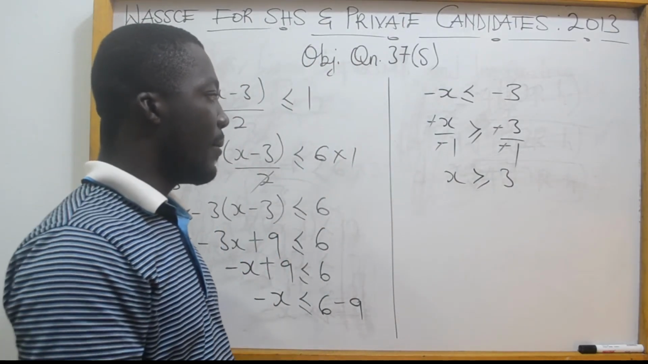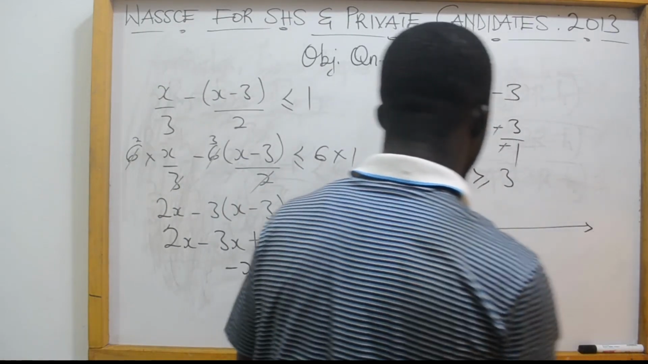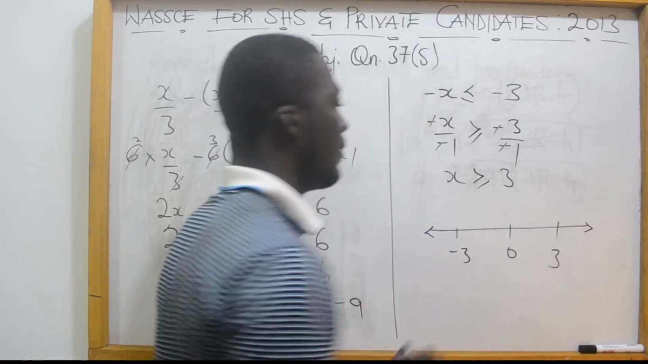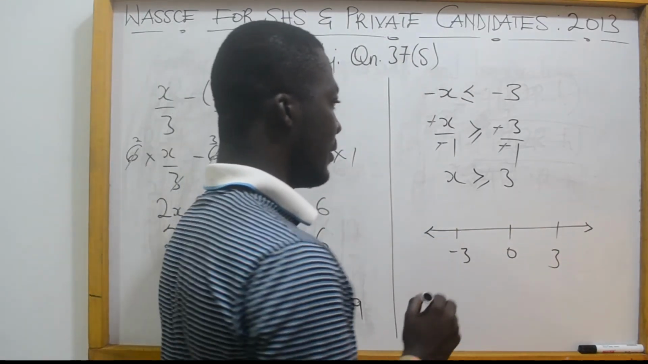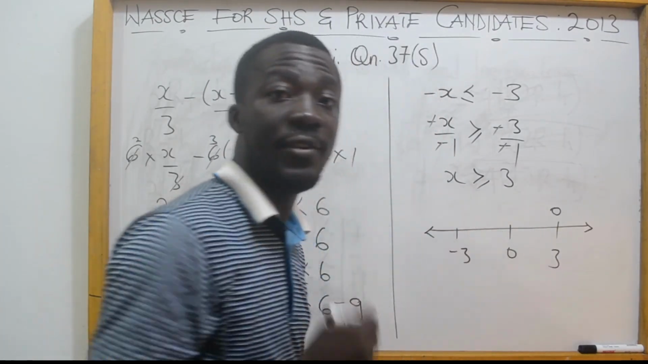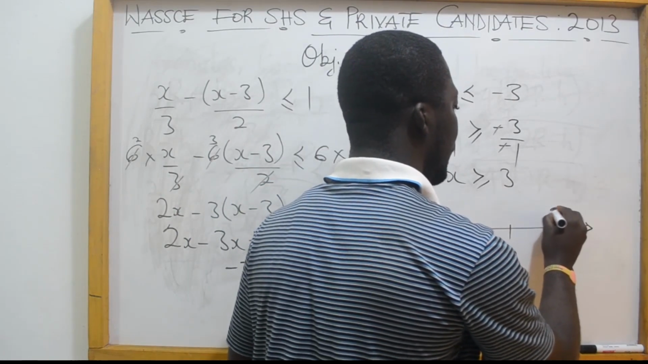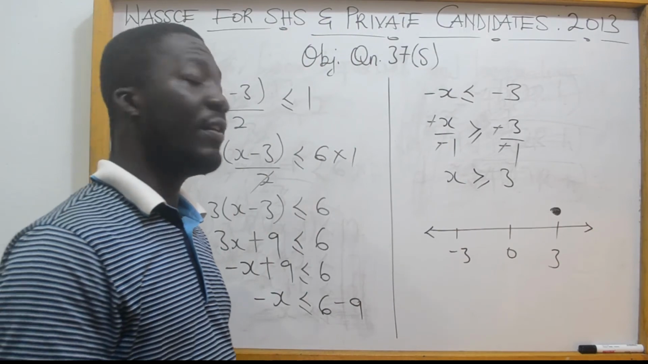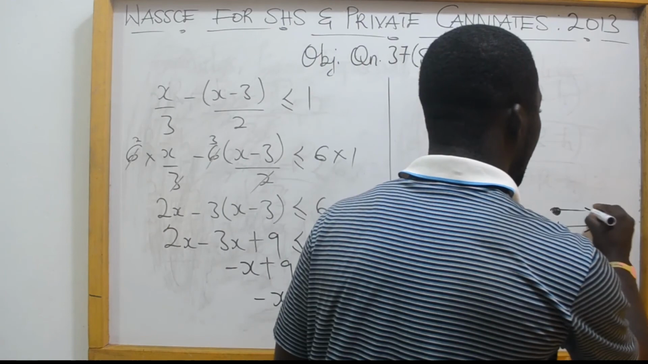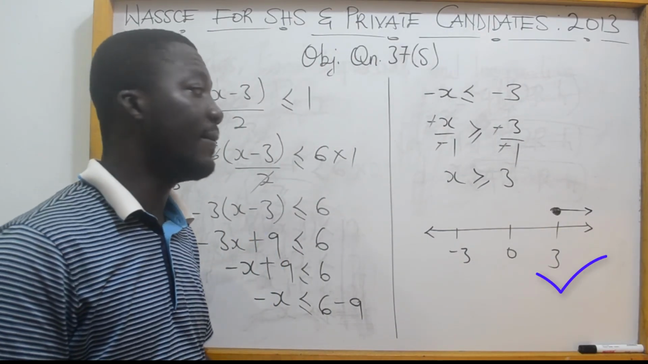But we have to represent it on a number line. So we draw our number line here: 0, 3, negative 3. And on positive 3, we illustrate this. But since it's greater or equal to, we have to shade it nicely. Then the values of x are greater or equal to 3, so those values will fall in this range. So that's our number line there.